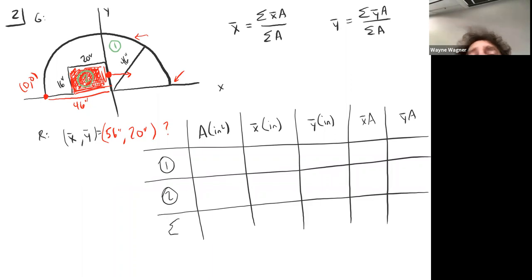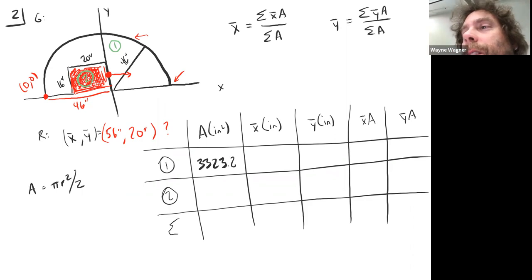All right, so the area of a semicircle: the area of a circle looks like that, and we'll just divide by 2. If we plug that 46 inches into our calculator, pi times 46 squared divided by 2 is 3323.8. And X bar in this case is pretty straightforward because this thing is symmetric. So let's see here. What's going on here?